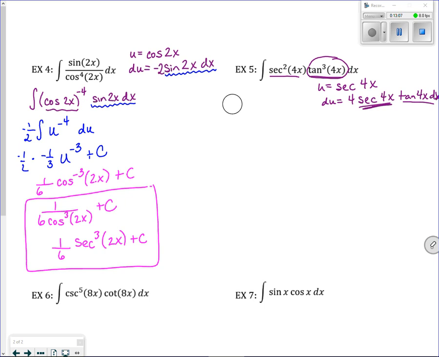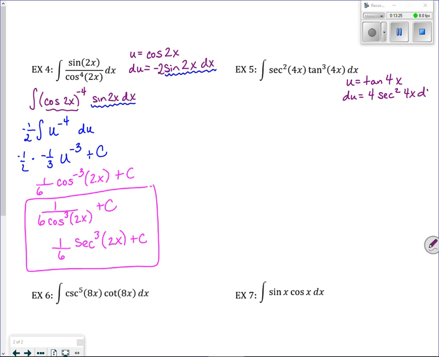Let's try something else. Let's try the other one. Let u be tangent of 4x. It's being raised to a power as well. And then du would be 4 secant squared of 4x dx. And I go, okay, I'm getting somewhere.